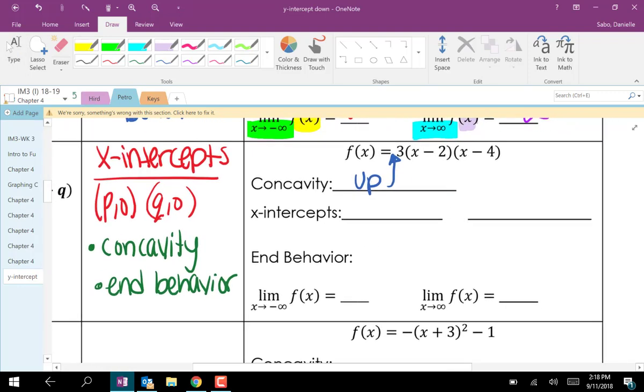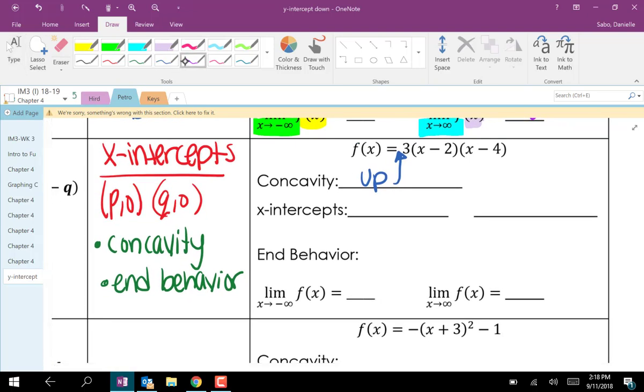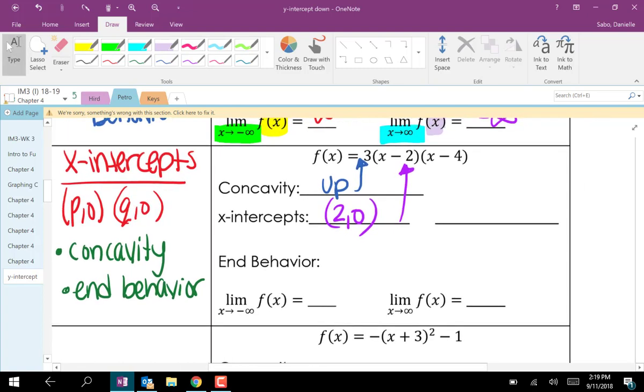We have two x-intercepts. I'll help you out with the first one. The first one is coming from here, so it's going to be (2, 0). Remember, for x-intercepts, the y is 0. Now what's the other one then? (4, 0). Thank you. That was supposed to be an arrow. What'd you say? You are smart.